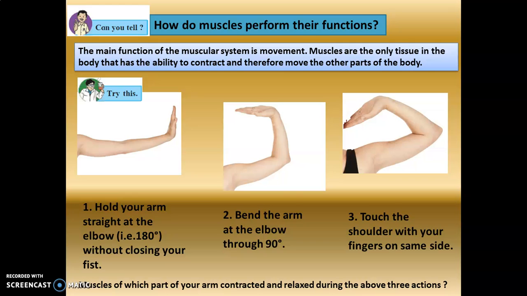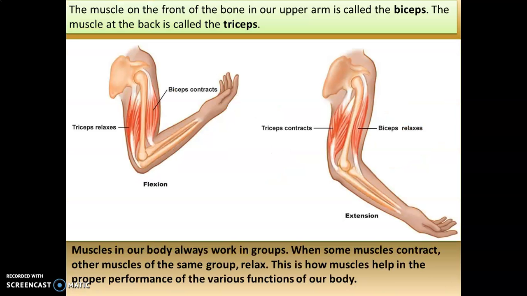In the first case, your muscles are in a relaxed position. In the second and third case, the upper muscles are in the contracted position. The muscles on the front of the bone of our upper arm are called biceps, and the muscles at the back are called triceps. These are the biceps muscles which are present in the front of our arm, whereas those which are present behind are called triceps.